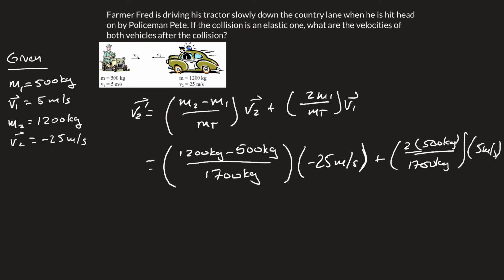Plugging that into a calculator leaves us with negative 7.4 meters per second, which again we need to make use of the negative sign in a more useful way, which tells us 7.4 meters per second, and again to the left.